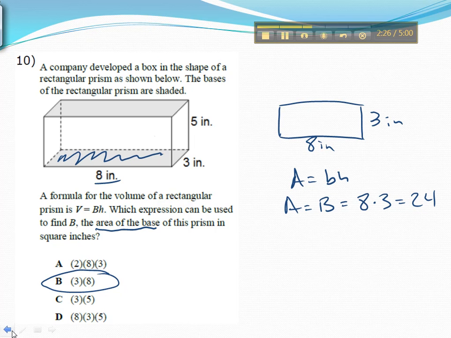There it is, 3 times 8, 8 times 3. You just have to understand that big B is the area of the base. They actually tell you that. Your base is a rectangle, you just need to find the area of that rectangle.